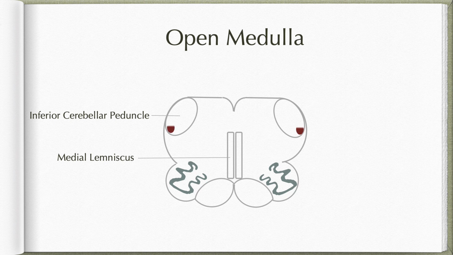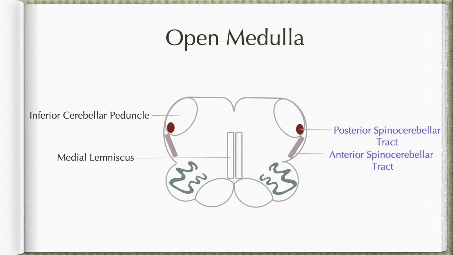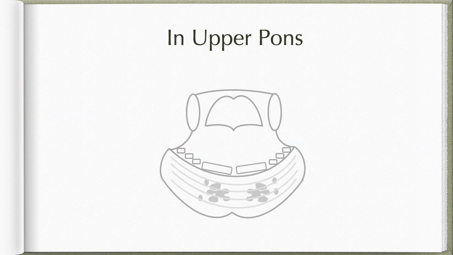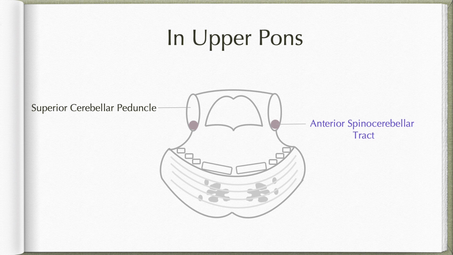The posterior spinocerebellar tract fibers join with this inferior cerebellar peduncle here. So hereafter, they are no more seen as a separate entity. We can still see the anterior spinocerebellar tract as a separate entity here. In case of lower pons again, we cannot see posterior spinocerebellar tract as separate from inferior cerebellar peduncle, but anterior spinocerebellar tract is seen as a separate entity. The anterior spinocerebellar tract will join the superior cerebellar peduncle at the level of upper pons.